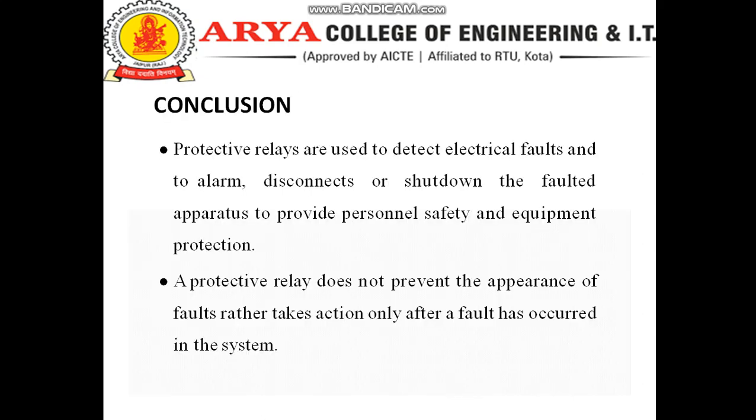Conclusion. Protective relays are used to detect electrical faults and to alarm, disconnect or shut down the faulted apparatus to provide personal safety and equipment protection. A protective relay does not prevent the appearance of faults; rather, it takes action only after a fault has occurred in the system.